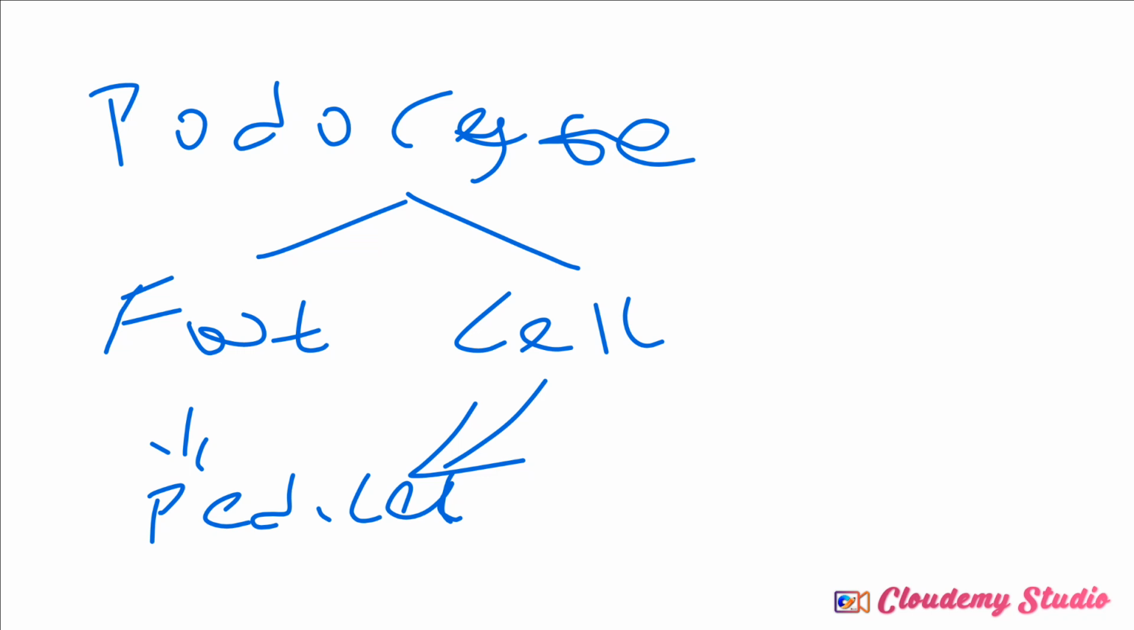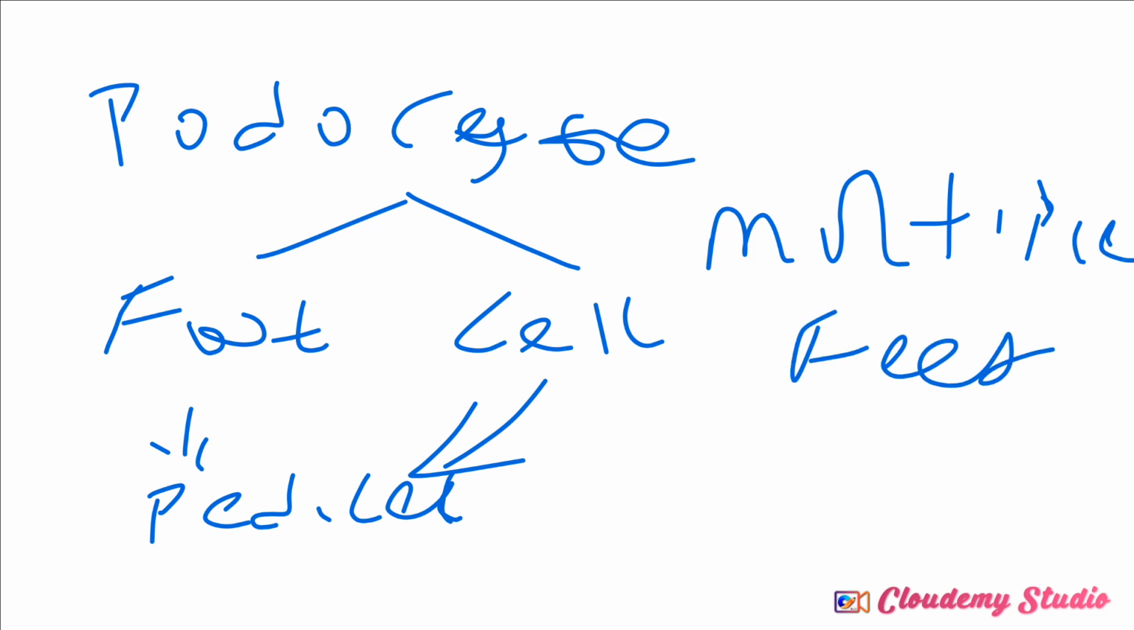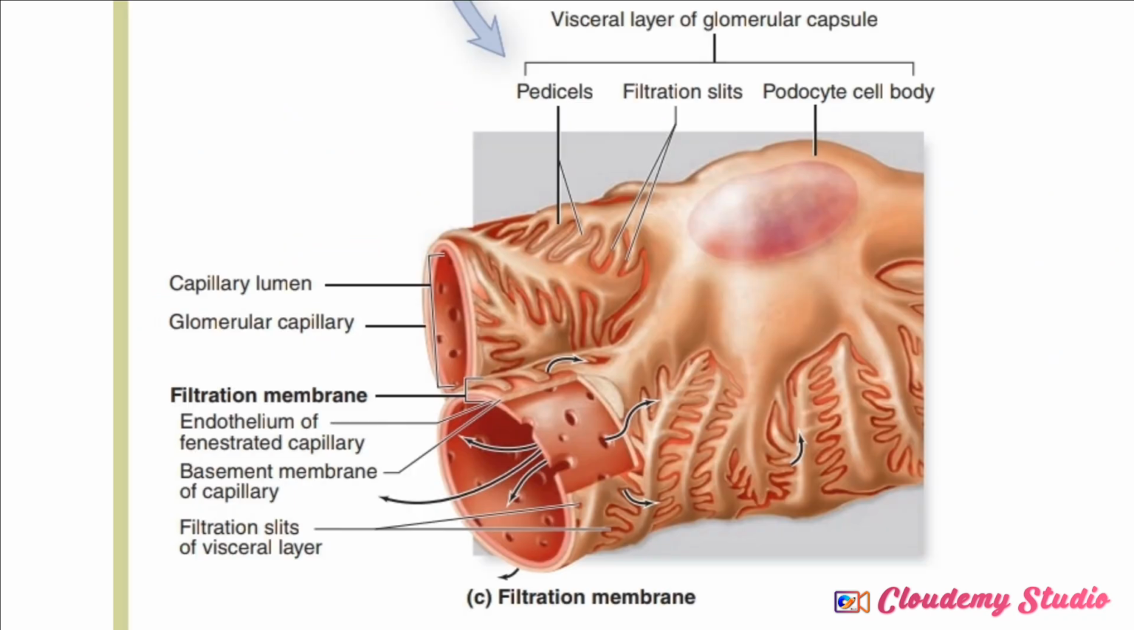A cell with many pedicels, or let me say multiple feet. So they have multiple feet. I'm going to show you what that means now. Now, this is an example of a podocyte. This is a podocyte. This is the structure of a podocyte.